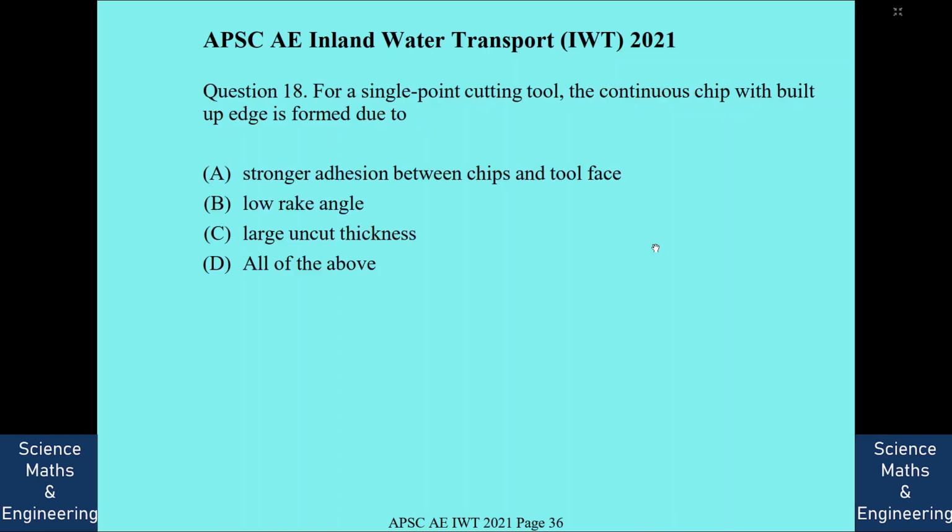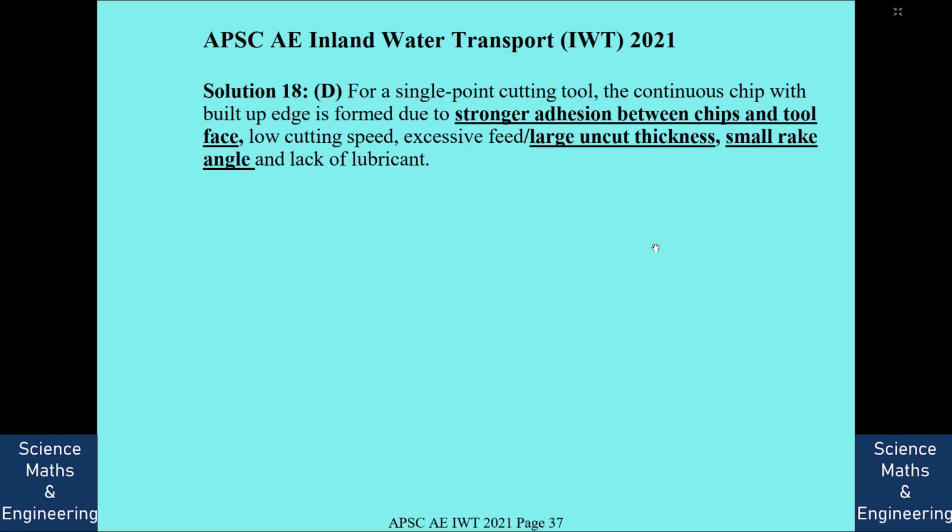Next, for a single point cutting tool, the continuous chip with built up edge is formed due to A, stronger adhesion between chips and tool face, B, low rake angle, C, large uncut thickness, or D, all of the above. For a single point cutting tool, the continuous chip with built up edge is formed due to stronger adhesion between the chip and the tool face, low cutting speed, excessive feed or large uncut thickness, small rake angle, and lack of lubricant. So option D, that is all of the above, is the correct answer.